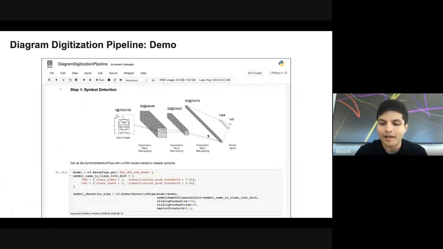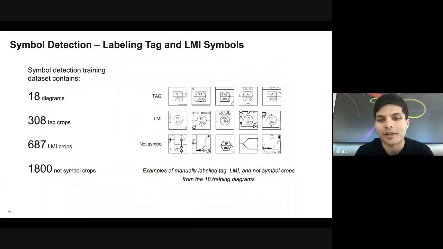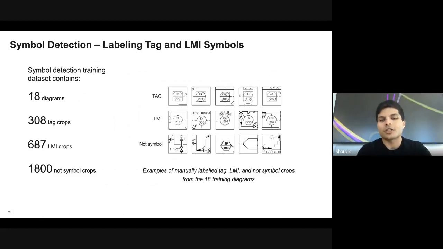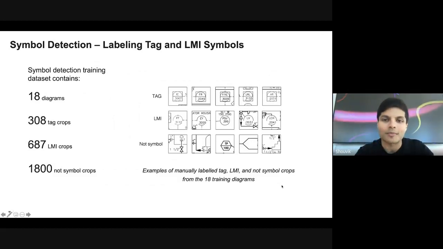I'd like to go back now and give you some details on how we train this pipeline. First, to train this symbol detection model, this CNN network that I mentioned, we first labeled a lot of diagrams. We just sat there labeling the data. We labeled 18 diagrams in our training set. Specifically, we labeled all the tags, drawing bounding boxes around those tags. We drew all of the LMI symbols. And we randomly sampled a ton of not-symbol crops. This essentially created a data set that we could train on.